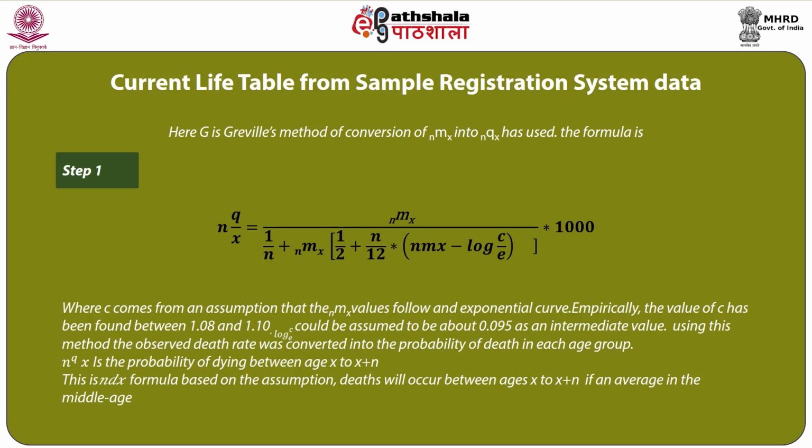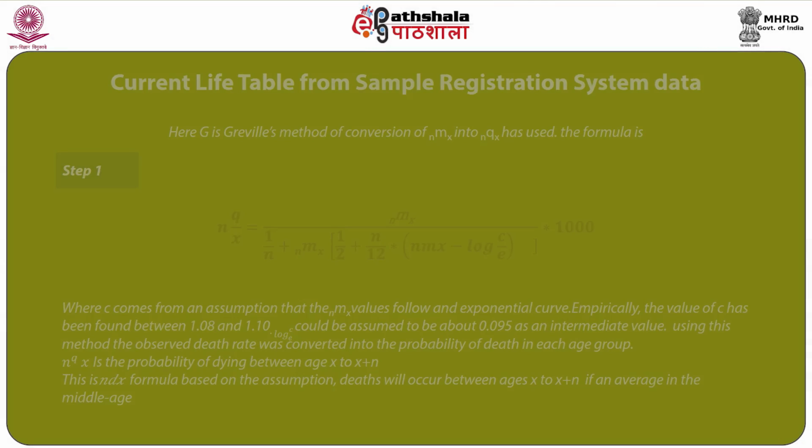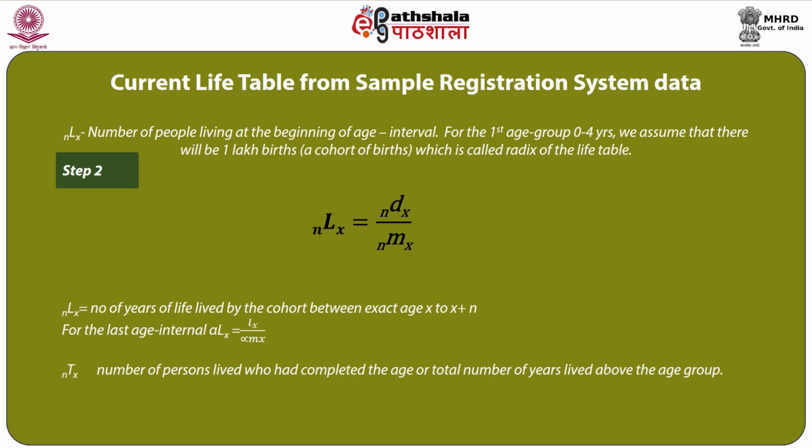This is the NDX formula, based on the assumption that deaths will occur between ages x to x plus n on average in the middle age. Now, let us discuss step 2, the number of deaths from age x to x plus n. NLX, the number of people living at the beginning of age interval. For the first age group 0 to 4 years, we assume that there will be 1 lakh births, that is a cohort of births, which is usually called the radix of the life table.